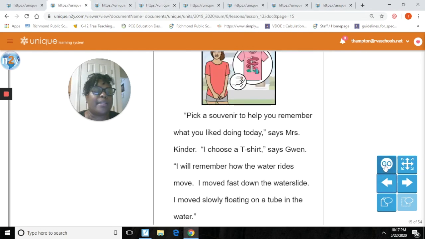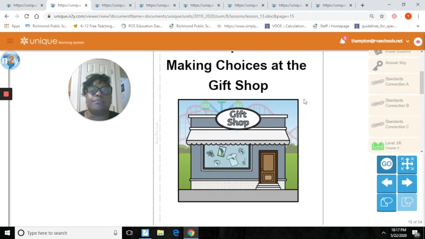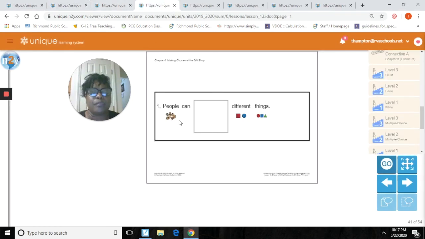Let's get our story back to the beginning. Okay, so the first activity we're going to do is a fill-in activity.